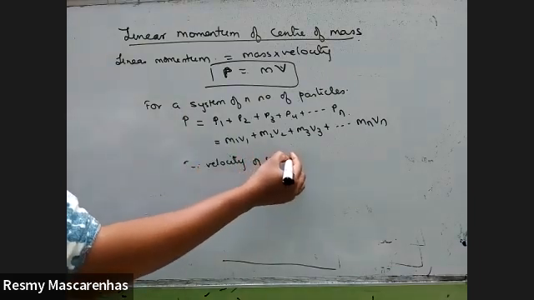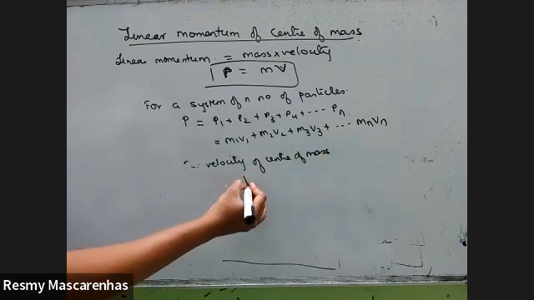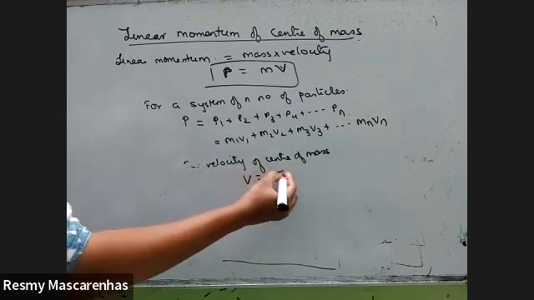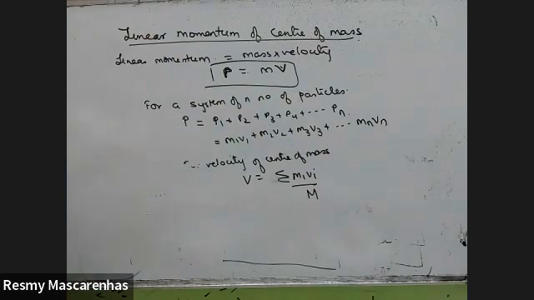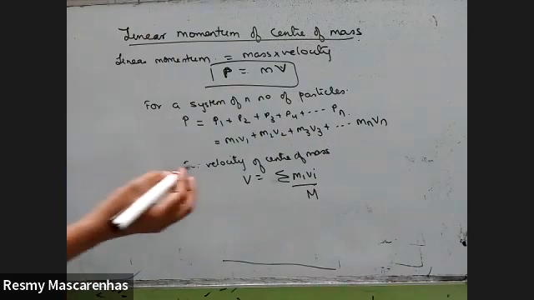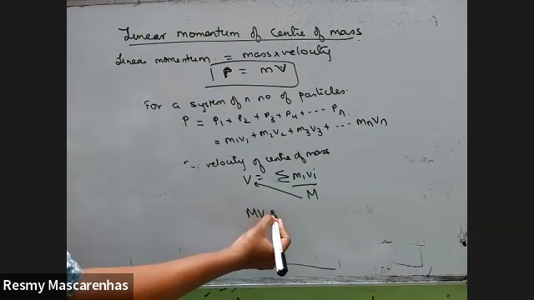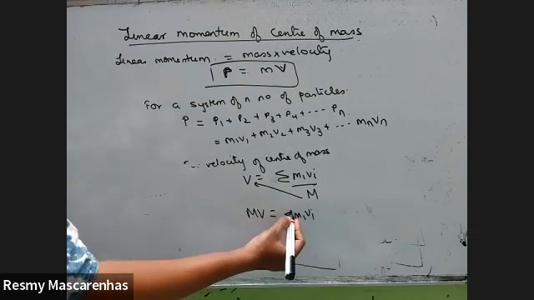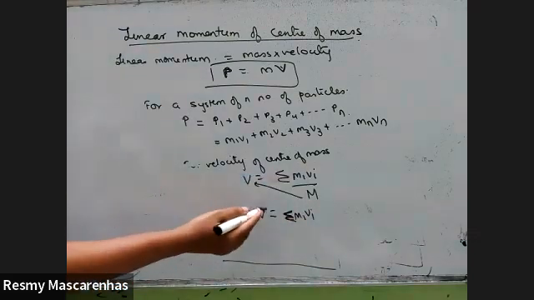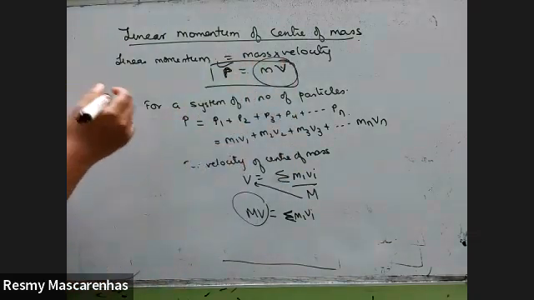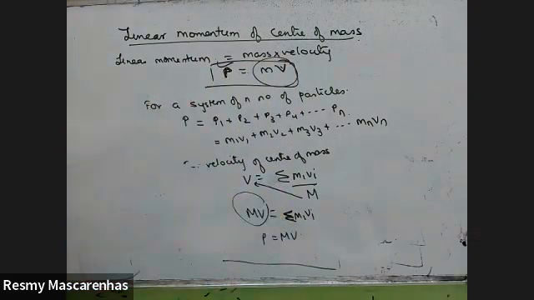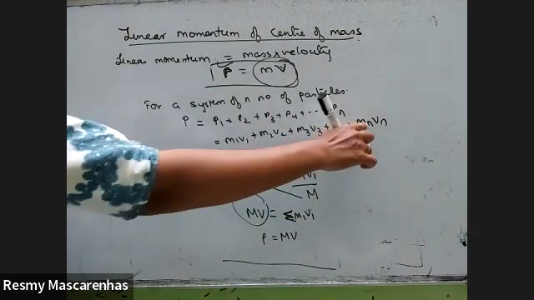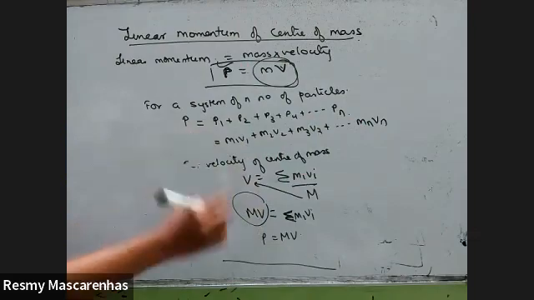Velocity of center of mass we have just seen. What is velocity of center of mass? Summation of mi vi upon total M. So just cross multiply this and see. The summation sign. What is m into v? Nothing but p. Same thing it is. Summation is this full thing. So total M into V.